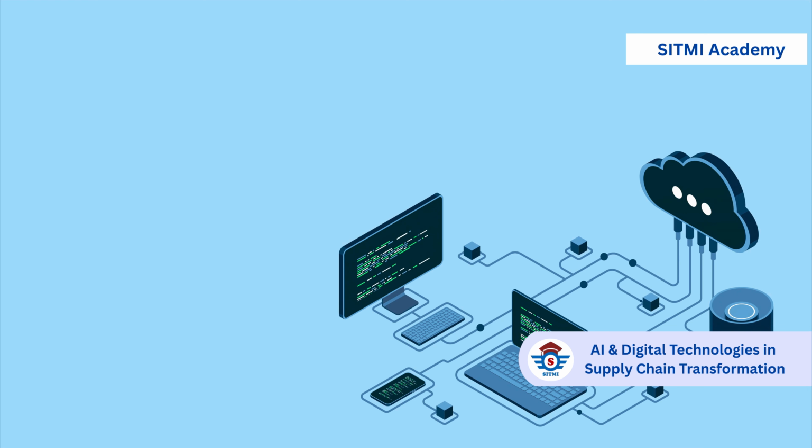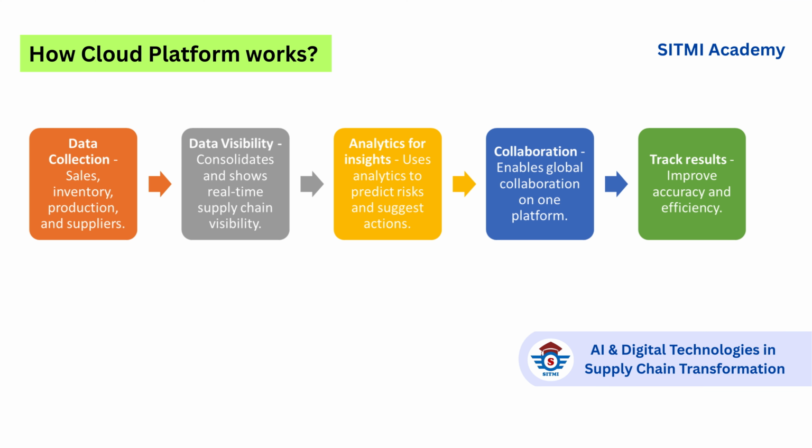Now let's understand how a Cloud SCM platform works step by step. First, data from various sources such as sales orders, inventory, production schedules, and supplier shipments is uploaded to the cloud platform. Second, the platform consolidates and processes this data, giving managers real-time visibility of the entire supply chain.